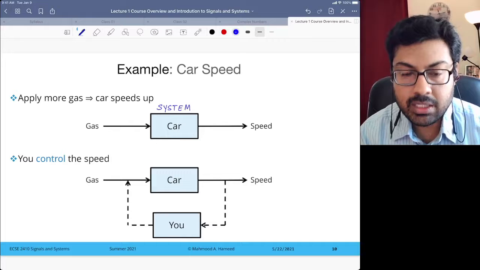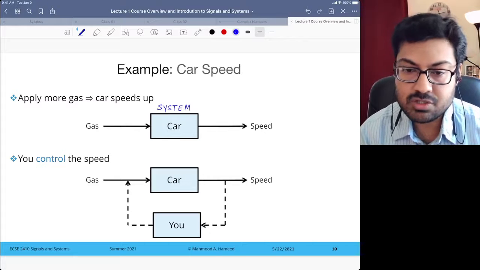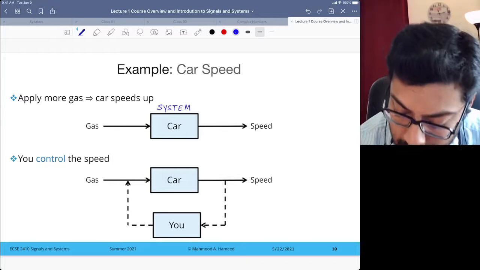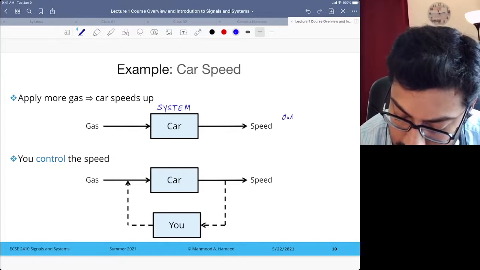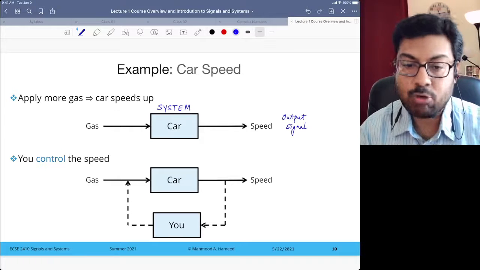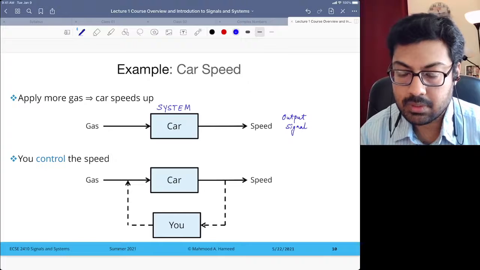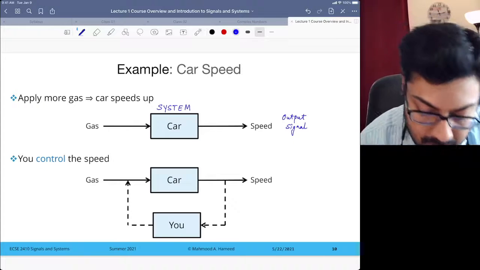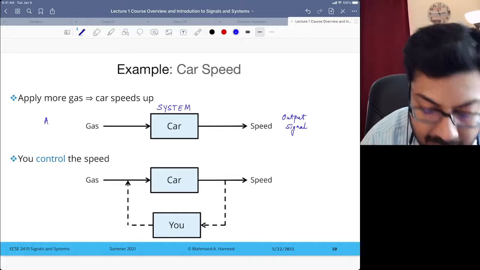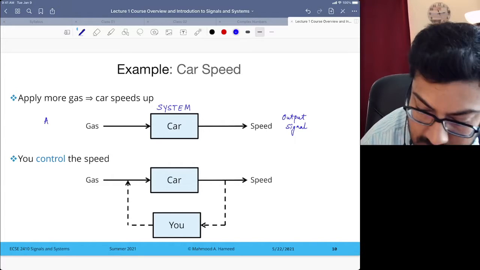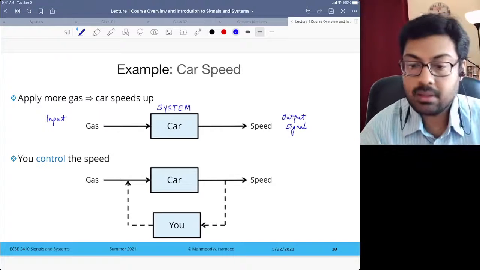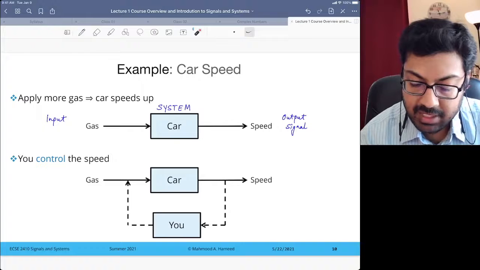And we are trying to monitor the speed of the car, which is sort of an outcome or an output, right? So speed is the output signal or the outcome or the response when the driver is applying more gas or less, right? So this is your input. So as you apply more gas, the car is going to speed up.